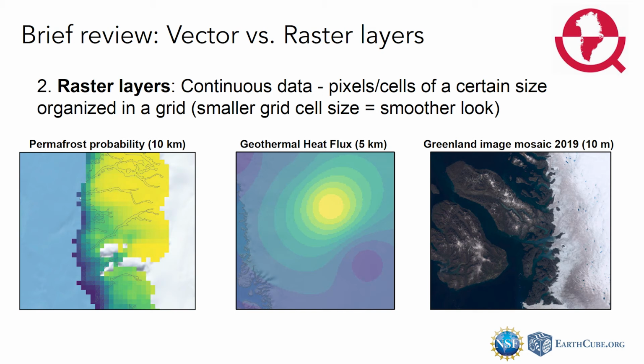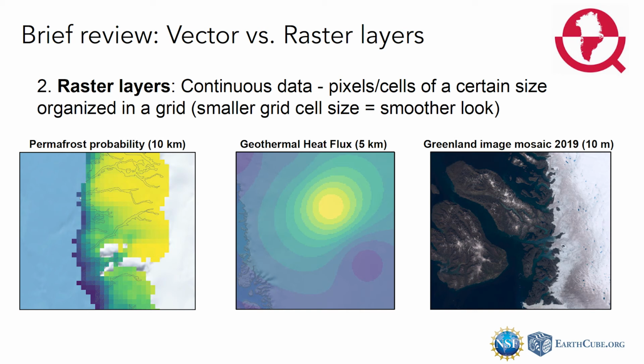Here are 3 examples from the QGreenland data package to show you the different kinds of resolutions. In each of the raster layers in QGreenland, we always make sure to associate a resolution with it. This tells us that in the permafrost probability dataset, the grid cell sizes are 10 kilometers by 10 kilometers. It's a pretty coarse scale. The second example is another dataset from QGreenland called geothermal heat flux. This is a 5 kilometer grid, so the resolution is smaller. The tint looks a little bit smoother, but you can still see the individual pixels if you look hard enough.